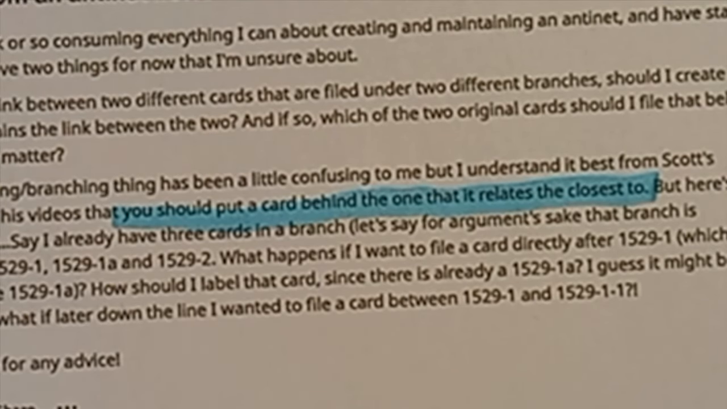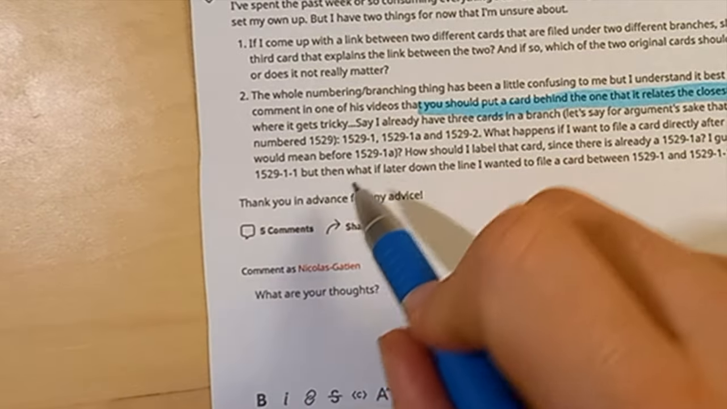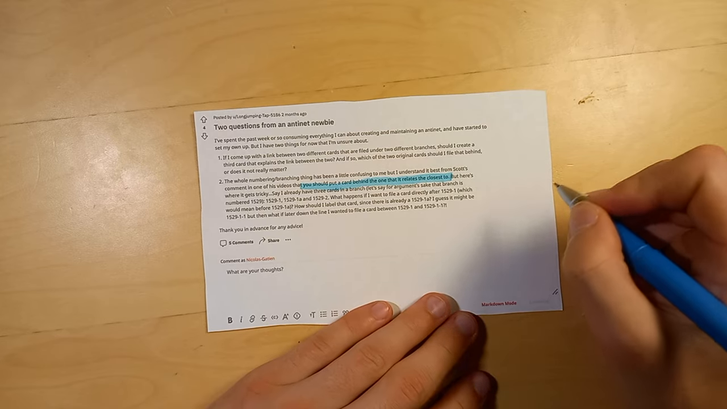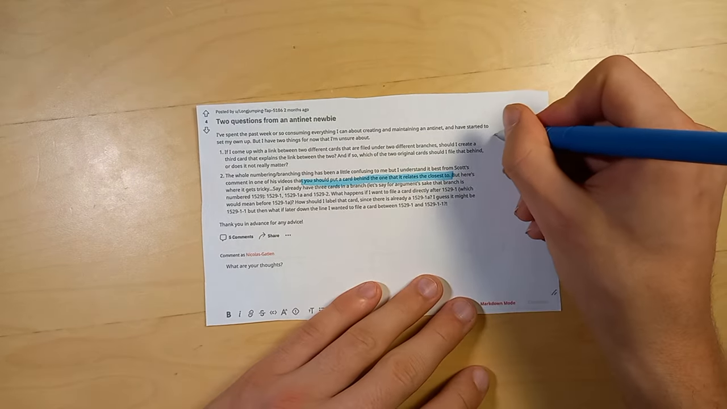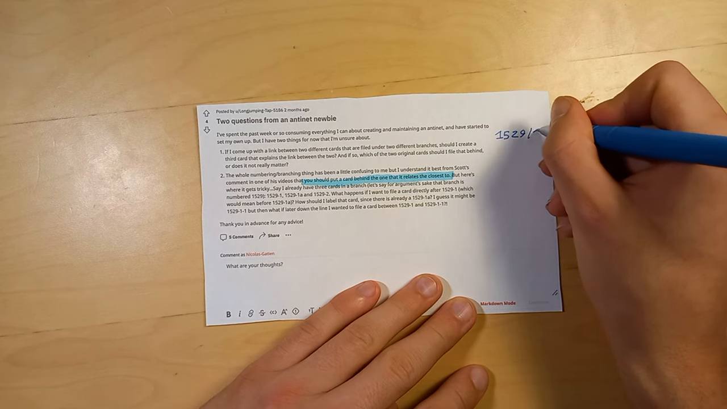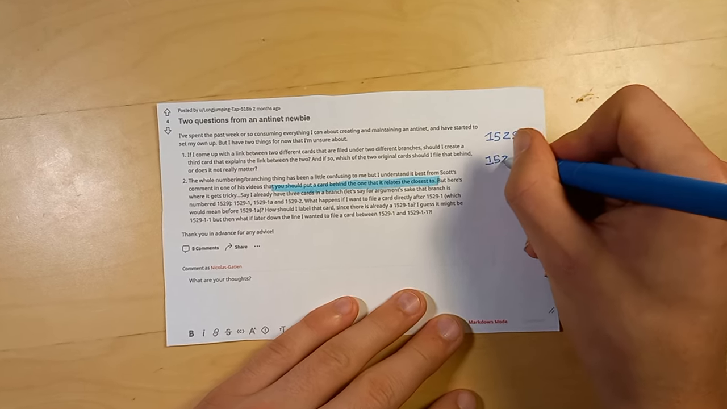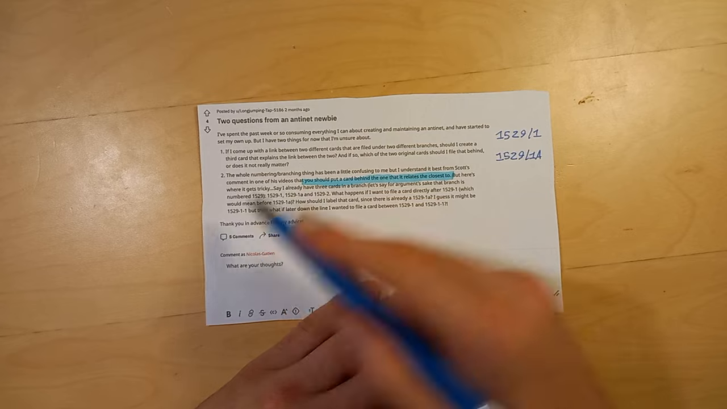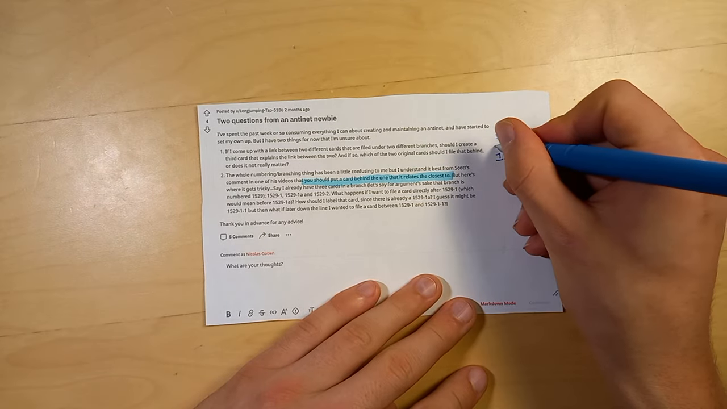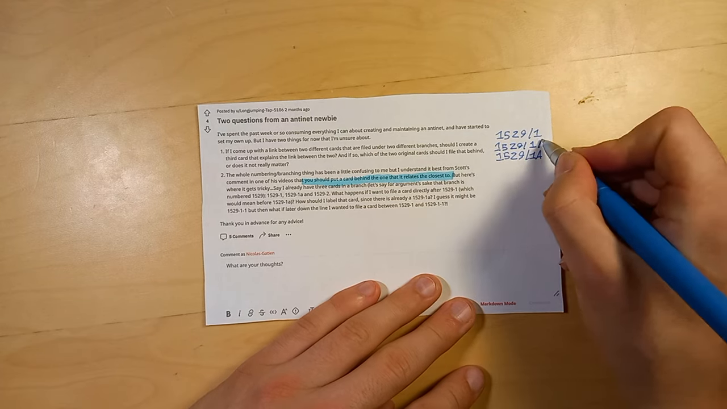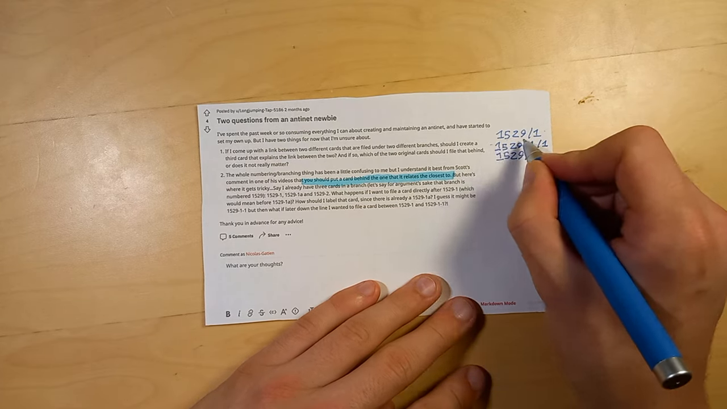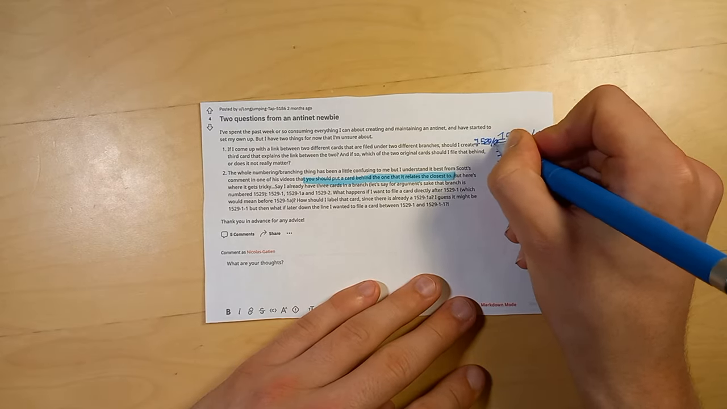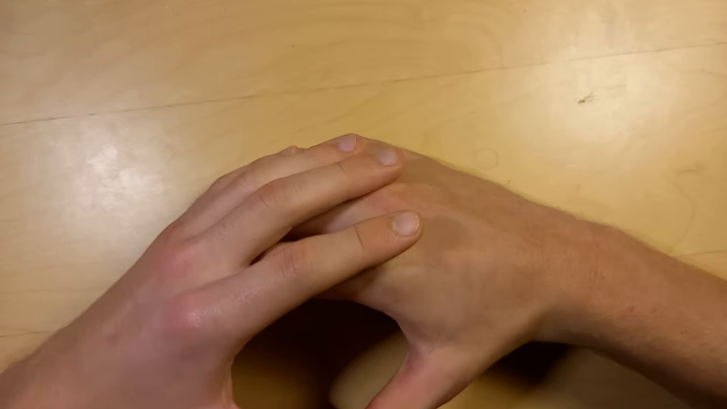most similar card. What this specific question is asking about is if you have 1529/1, or then 1529/1A and 1529/2, what happens if you want to file a card between 1529/1 and 1529/1A? As the comment says, they guess that it's probably 1529/1/1, which is exactly what I would do as well. But then they ask, what do you want to do? What would you do if you want to file a card between these two right here? I would just do 1529/0, and so on.